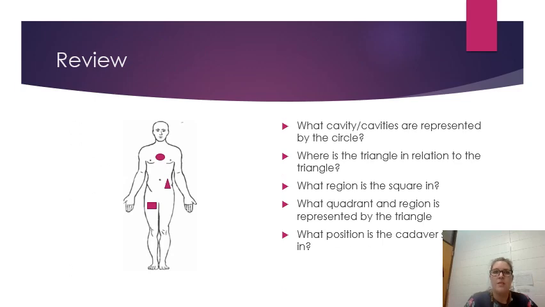Okay. So as a review, start thinking about what cavity or cavities are represented by this circle. Where is the triangle in relation to the circle? If I'm talking about the square, what region is that in? What quadrant and region are represented by the triangle? And what position is the cadaver in? So start to think about those things.